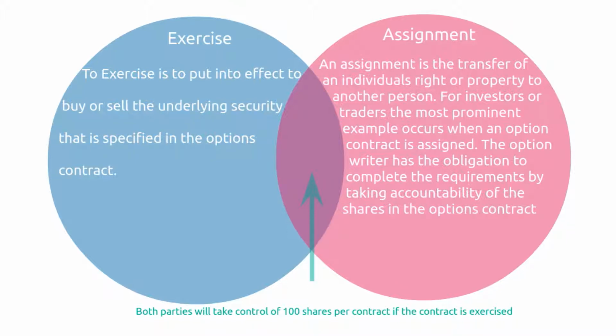What is assignment? An assignment is the transfer of an individual's rights or property to another person. For investors or traders, the most prominent example occurs when an option contract is assigned. The option writer has the obligation to complete the requirements of the contract by taking accountability of the shares in the option contract. For every option buyer, there is an individual who wrote those options, known as the option writer, or more commonly known nowadays, the option seller. When an option buyer exercises his option, the opposite scenario happens to the option writer when assigned.